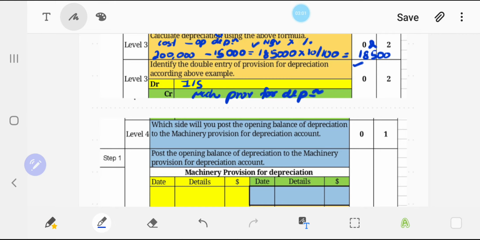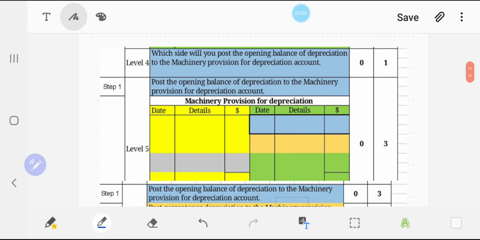Now we are done with this. Now we are going to move to level 4. Which side will you post the opening balance of depreciation to the machinery provision for depreciation account? Which side? You enter it in the credit side because provisions have a credit balance. Post the opening balance of depreciation to the machinery provision for depreciation.